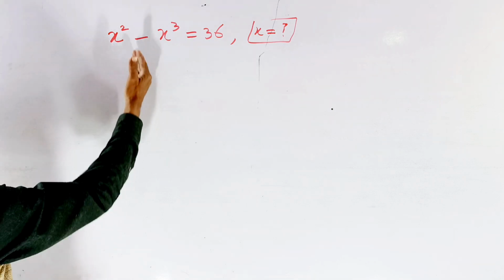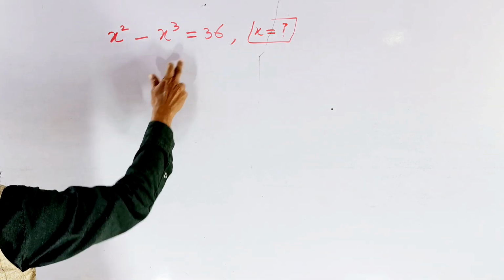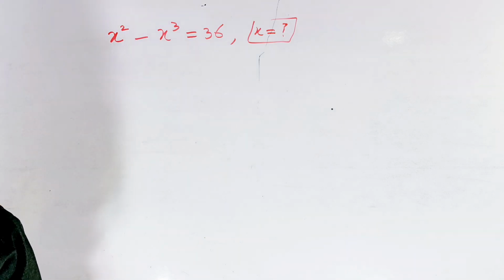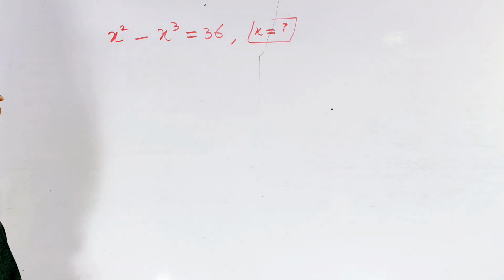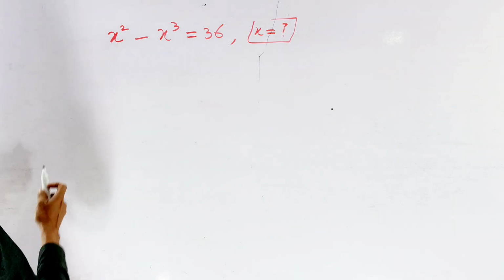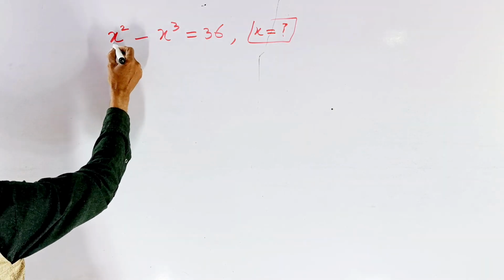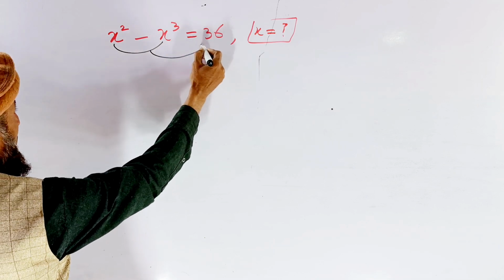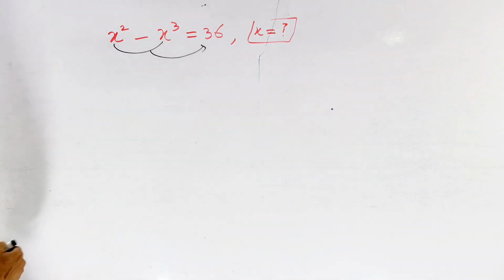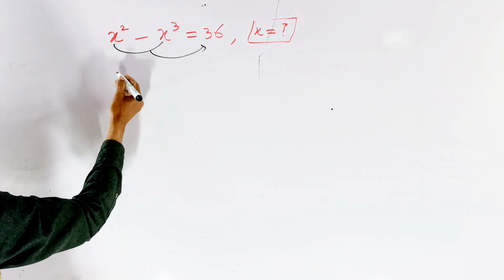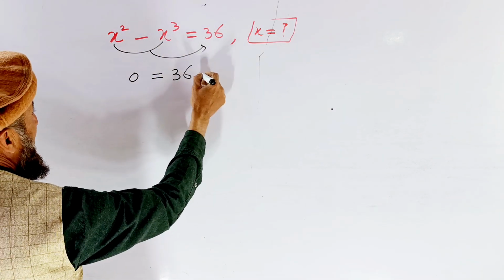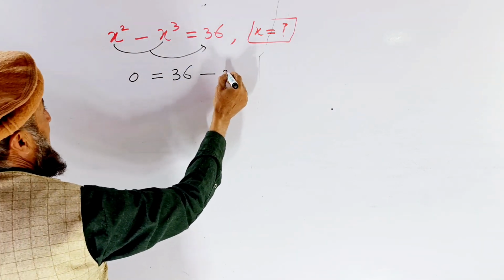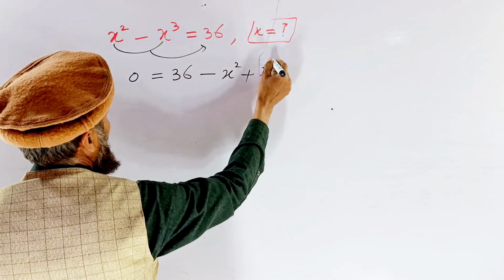First of all, we arrange the question. We move the left side to the right side, and you can also move the right side to the left side. The methods are the same here. So I am moving the complete left side to the right side, so the signs are also changed. Here it begins: 0 is equal to 36 minus x square plus x cube.